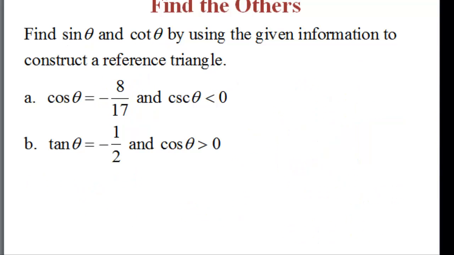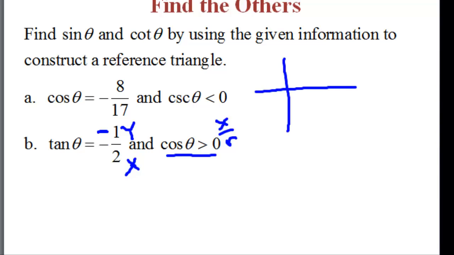In our second problem, we've got a tangent that is a negative number. Tangent is going to be the y over the x. In this case, we don't know which one's positive and which one's negative. They have to be opposite signs to end up with a negative. We do know, however, the cosine is positive, and the cosine is the x over the radius. So we know that then the y has to be the negative one. So we draw our reference triangle. We go down 1 for y and over 2 for x. So there's our point.